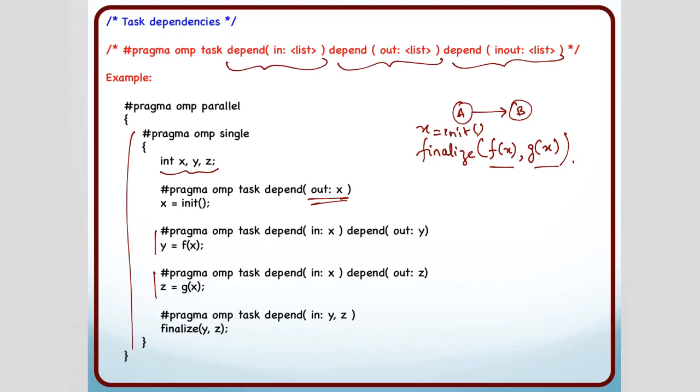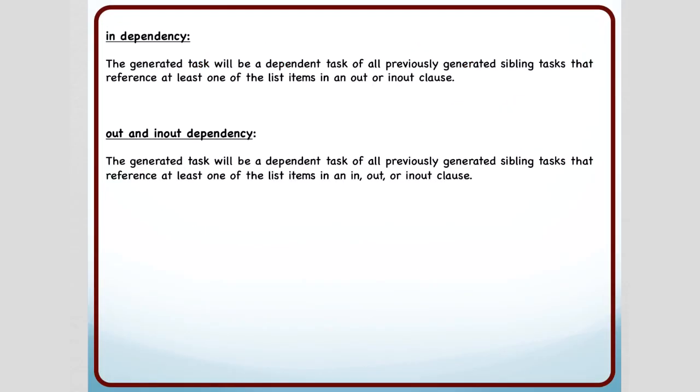And these tasks are going to depend on the value of x. So you say in x, and this also says in x. And what is this going to produce? It's going to produce output y. And this is going to produce output z. And finally this task takes as input y and z. So what does OpenMP do in this case? Let's understand the rules of OpenMP and then come back to this example. So how are dependencies handled?